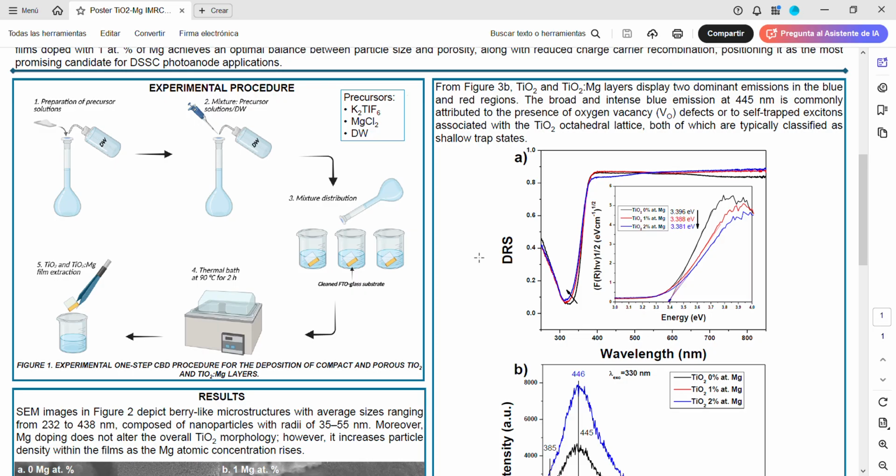Figure 3a presents the diffuse reflectance spectroscopy results, which were used to determine the optical band gap of the compact and porous titanium dioxide layers. Hence, a noticeable redshift in the optical band gap is observed, indicating a reduction from 3.396 to 3.381 electron volts as the magnesium content increases. This behavior confirms the effective incorporation of magnesium atoms into the titanium dioxide lattice.